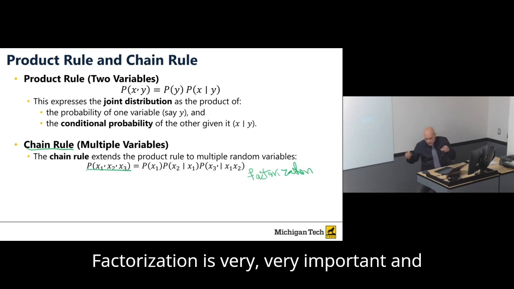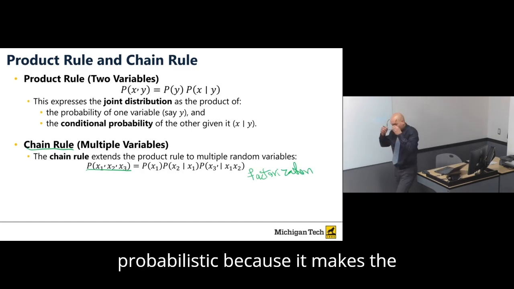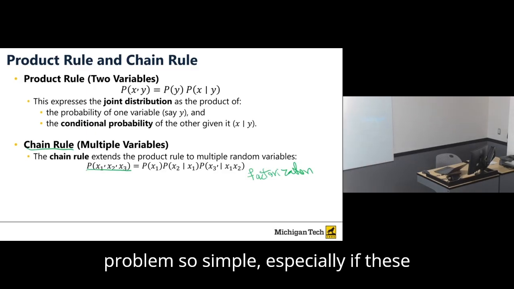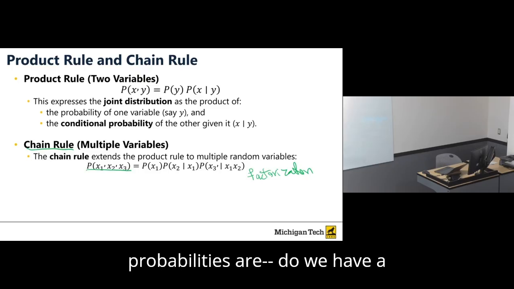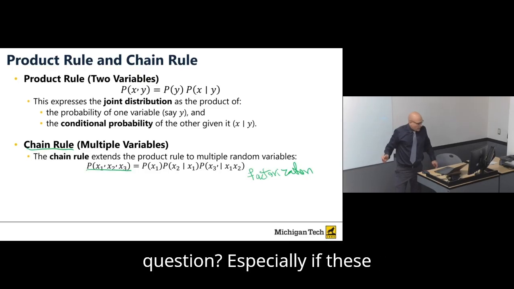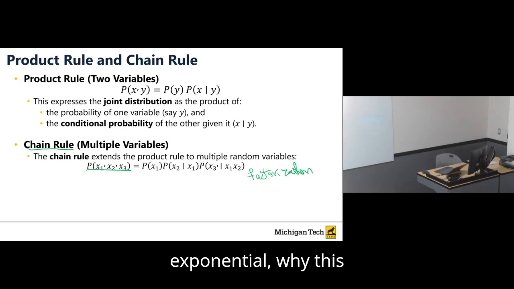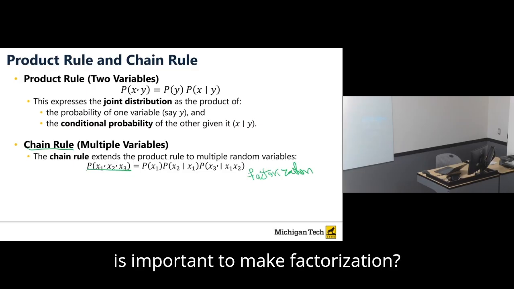Factorization is very, very important in probabilistic modeling because it makes the problem so simple, especially if these probabilities are from the exponential family. Why is it important to make factorization?